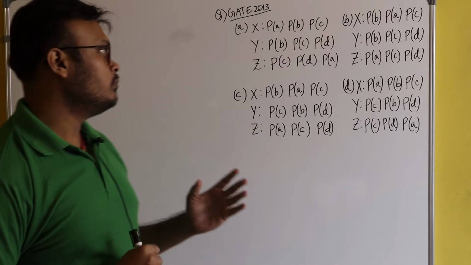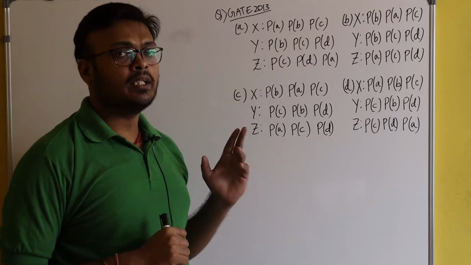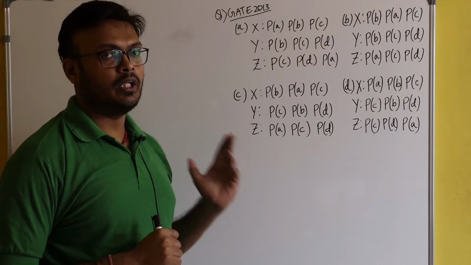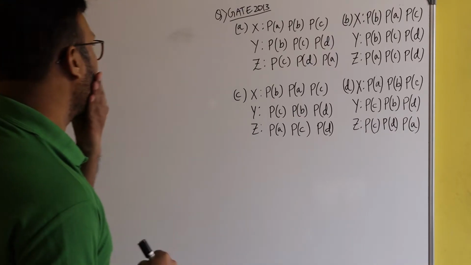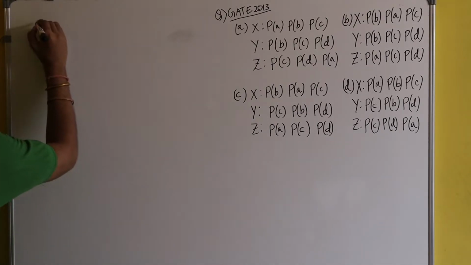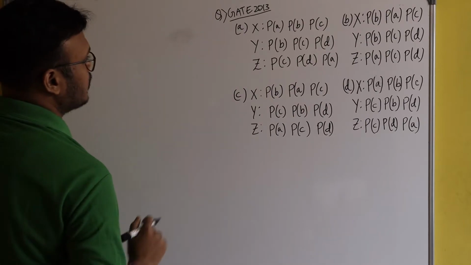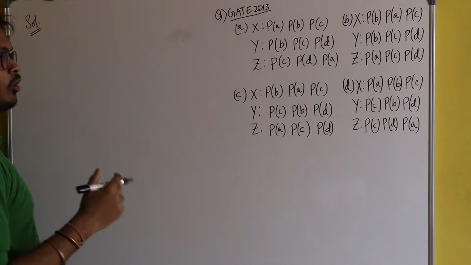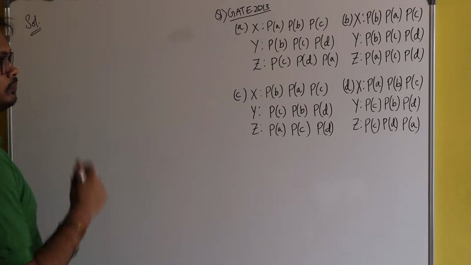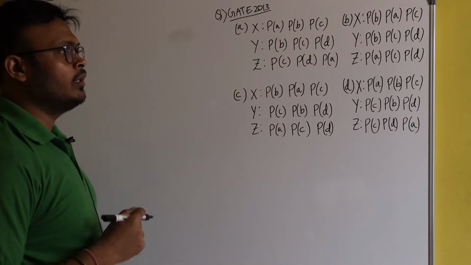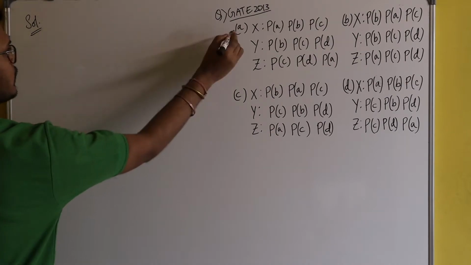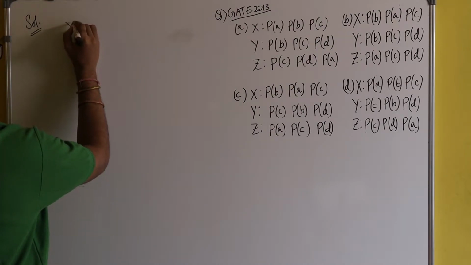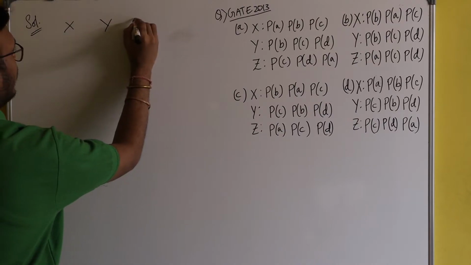Let me tell you once again, they have asked you to select the option in which there is no deadlock at all. So let's solve it. Let's check option A. We have to check all the options one by one. Here in option A there are three processes: X, Y, and Z.